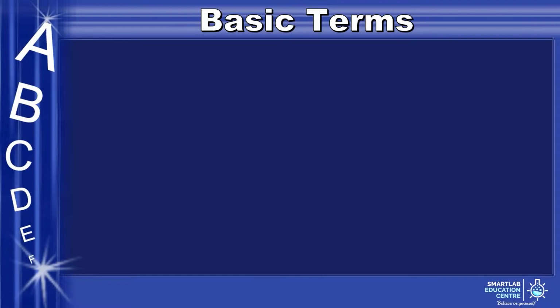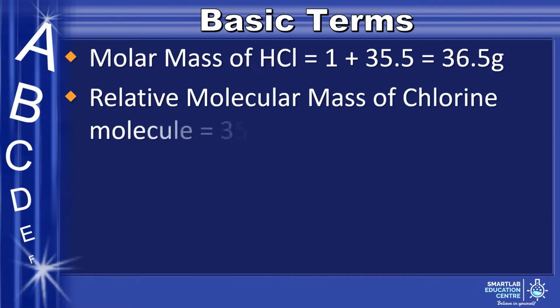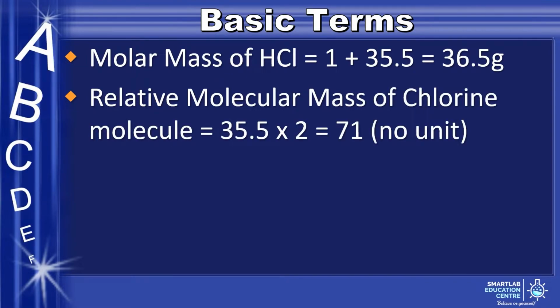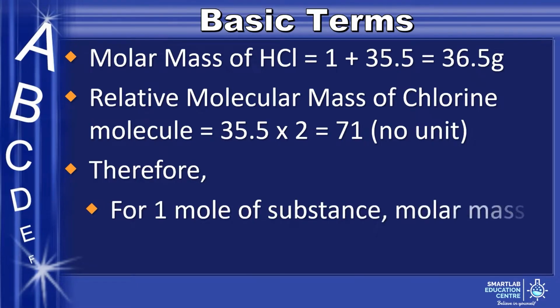Now we look at HCl. The molar mass of HCl is 35.5 plus 1, which is 36.5 g. Whereas the relative molecular mass of chlorine molecule is 35.5 times 2, which is 71. Therefore, for 1 mole of substance, its molar mass is equal to its Mr in grams.